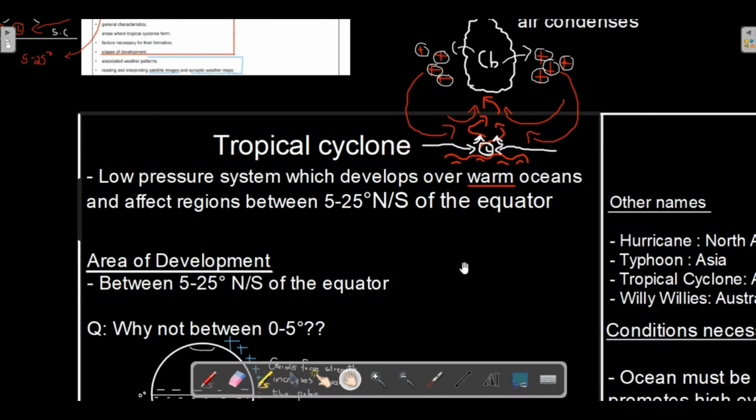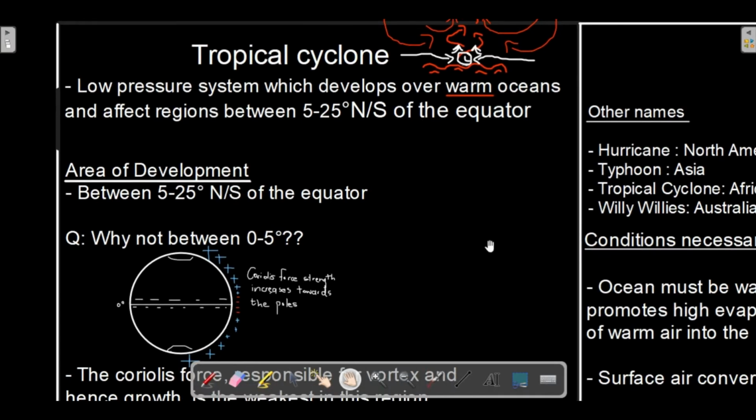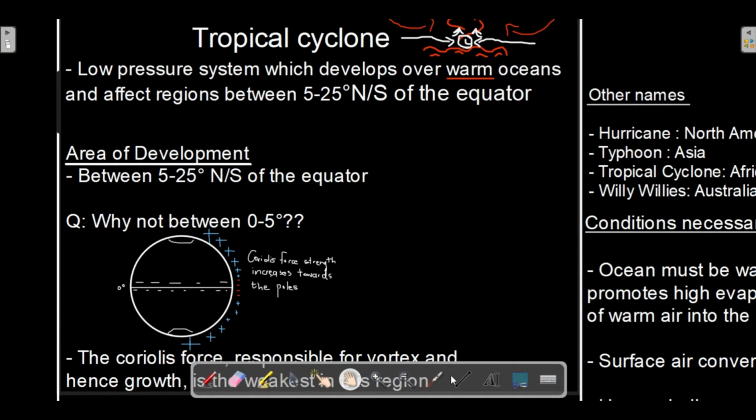Let's start with the area of development of tropical cyclones. In the definition, we said that these develop between 5 and 25 degrees north or south of the equator. Some of you may ask, why not between 0 and 5? Why don't these develop between 0 and 5? Why do they start at 5 degrees all the way to 25?